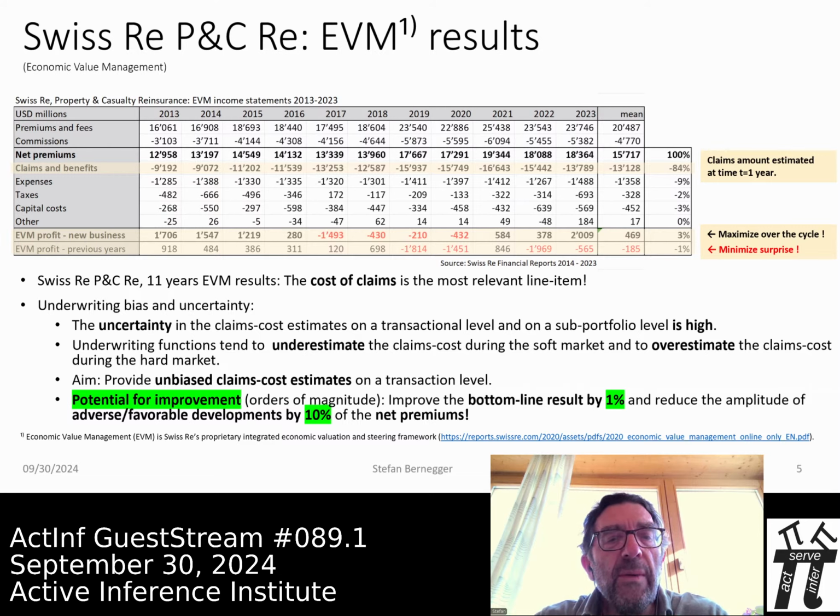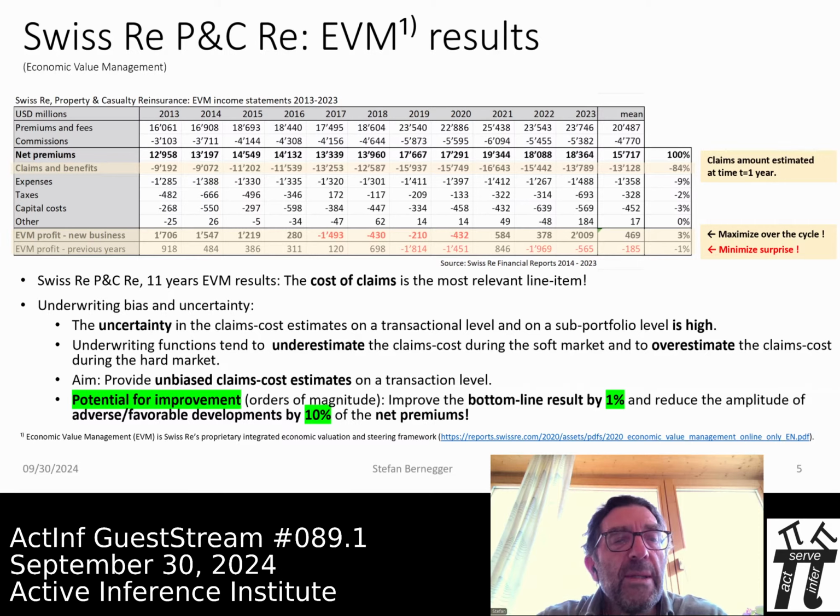And what is relevant for us here, I'm not going into details of EVM, but what we have is so-called present values of future cash flows. This is the basis for it. And then the analysis is done by underwriting year and not by financial year. So these are the two most important elements of EVM.